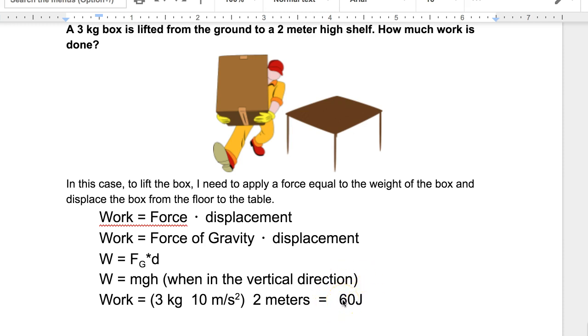If that box were to drop, like the table were to slip out from under it, the instant before it hit the ground, all of that energy would be kinetic. And we would see that in the form of motion or the velocity of the box right before it hits the ground. Once it hits the ground, that energy dissipates and becomes thermal energy. There's a sound. It all ends up becoming thermal.